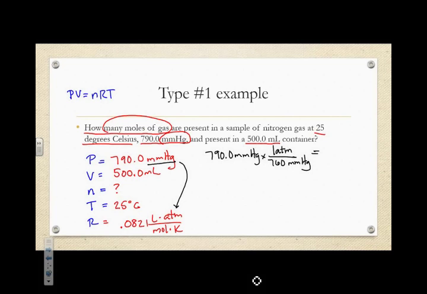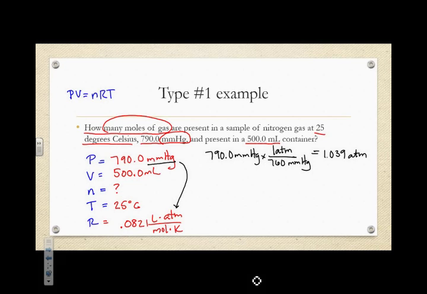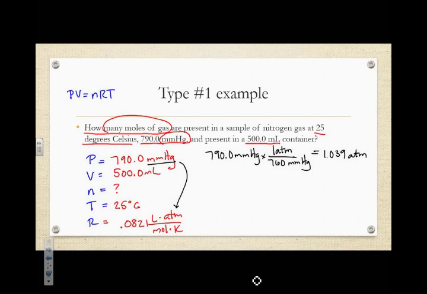And that gives me 1.039 atmospheres. Notice I'm carrying more, well, actually I didn't carry more significant figures than I need, but I will in general carry more than I need at the end. And now I'm going to look at my volume and see this is milliliters, but whoops, down here it's liters. So 500.0 milliliters, change to liters, gives me 0.5000, keeping all my significant figures there.